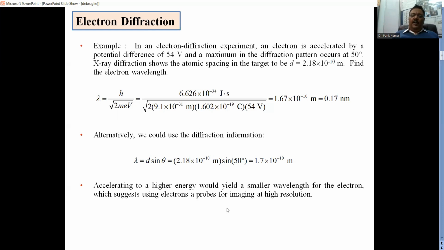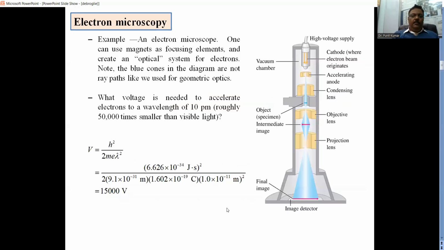Higher energy would yield a smaller wavelength for the electron, which suggests that electron probes can be used for imaging at higher resolution. If we consider an electron microscope, where electron beams are used for imaging, after diffraction they form the pattern on the screen.